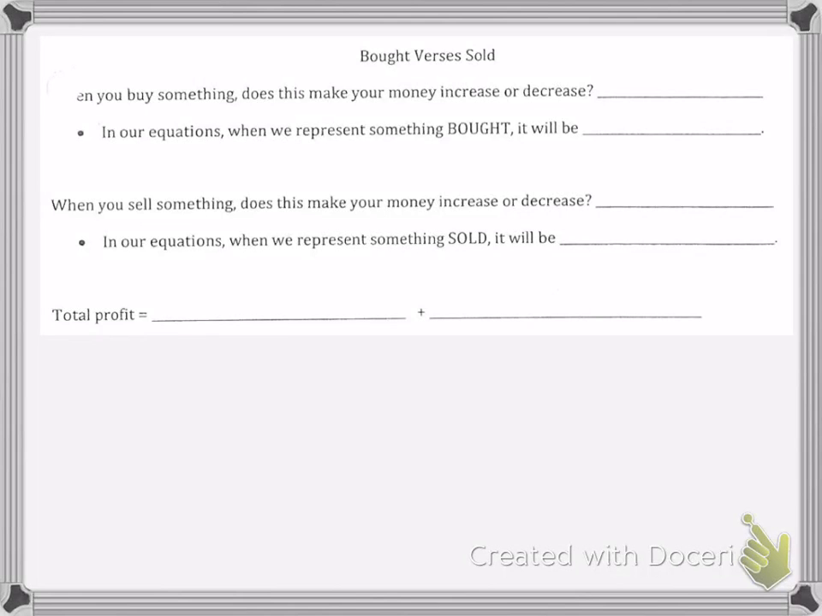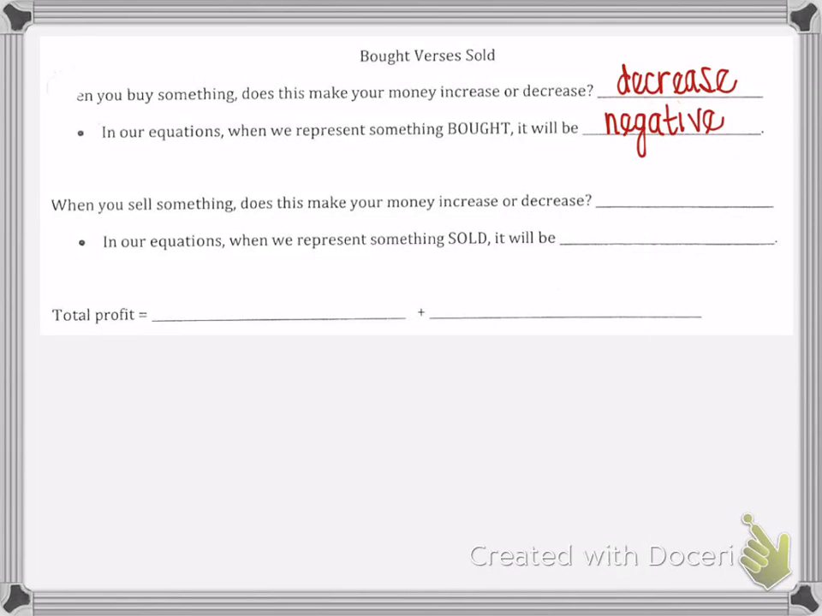In the next section of notes, I just want you to look at buying items versus selling items and what it does. It's a little cut off in the top. It should read, when you buy something, does this make your money increase or decrease? It makes it decrease because you're spending your money. And when we do things that are bought in our equations, we're going to represent them with negative numbers.